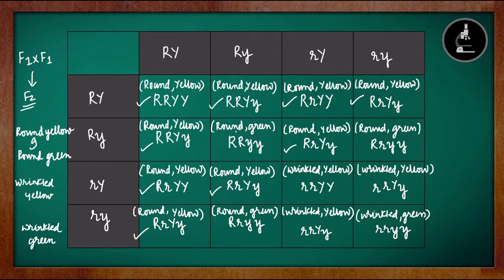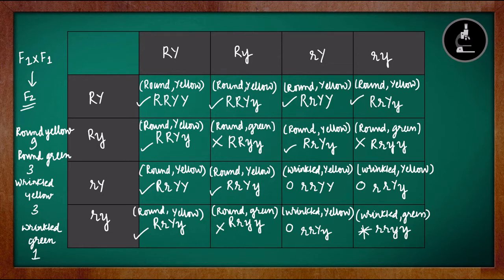Next, round green. How many round green? 1 round green, 2 round green, and 3 round green. So 3 round green seeds possibility is there. Next, how many wrinkled yellow? Wrinkled yellow, wrinkled yellow, wrinkled yellow. So 3 wrinkled yellow and only 1 wrinkled green.